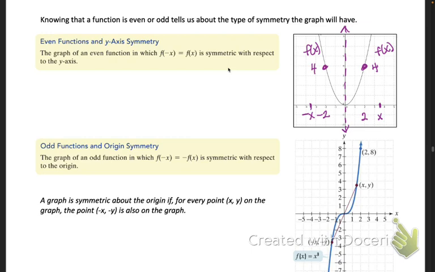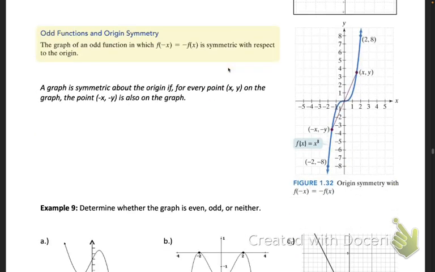Okay. Odd functions, this one is a little bit weirder. Odd functions have what is called origin symmetry. And the easiest way to test for origin symmetry is that for every point x, y on the graph, there is an opposite point negative x, negative y on the graph, okay? So here's kind of a general: x, y over here, negative x, negative y over here. Positive 2, positive 8, negative 2, negative 8 has to be on the graph. That's how we check for odd.